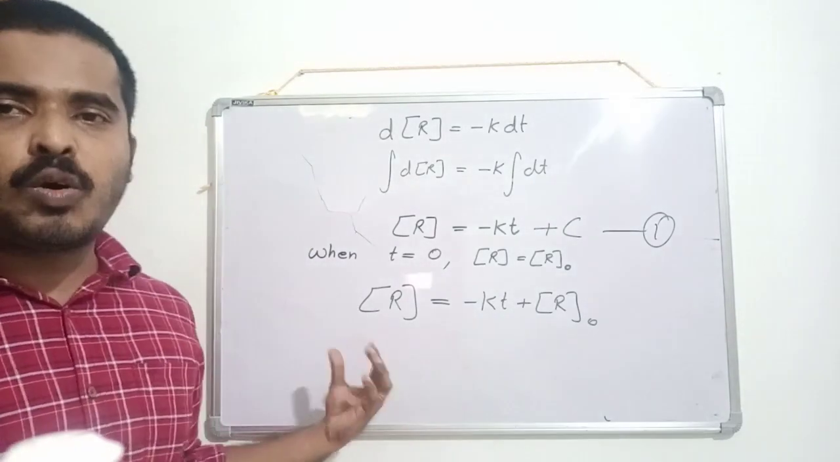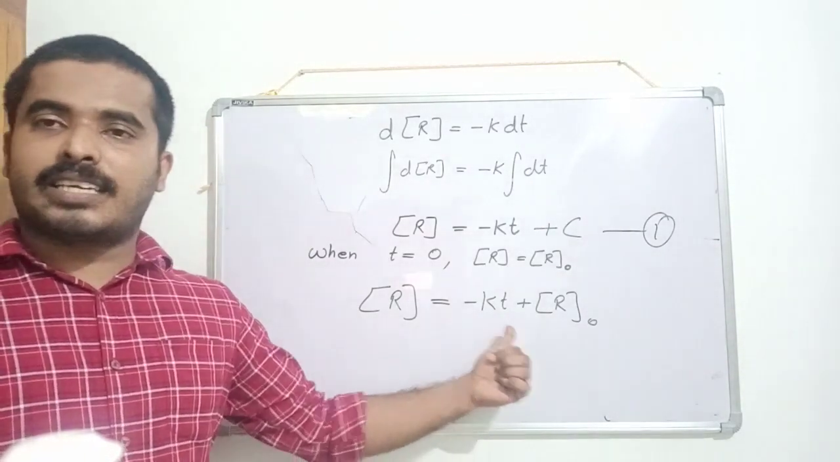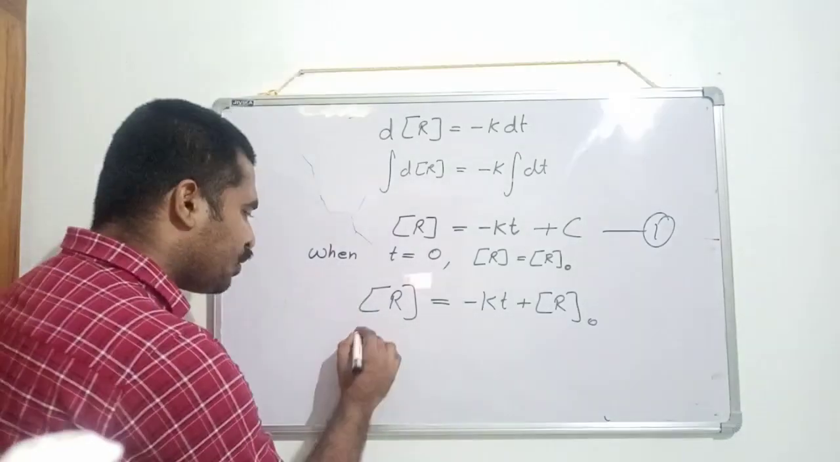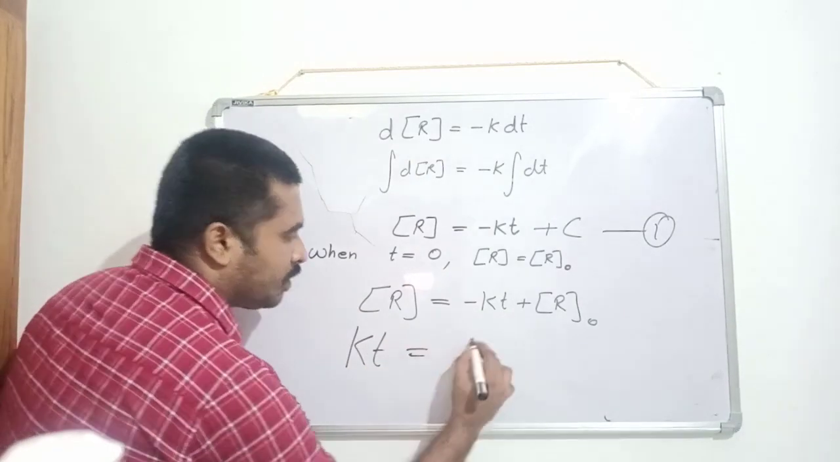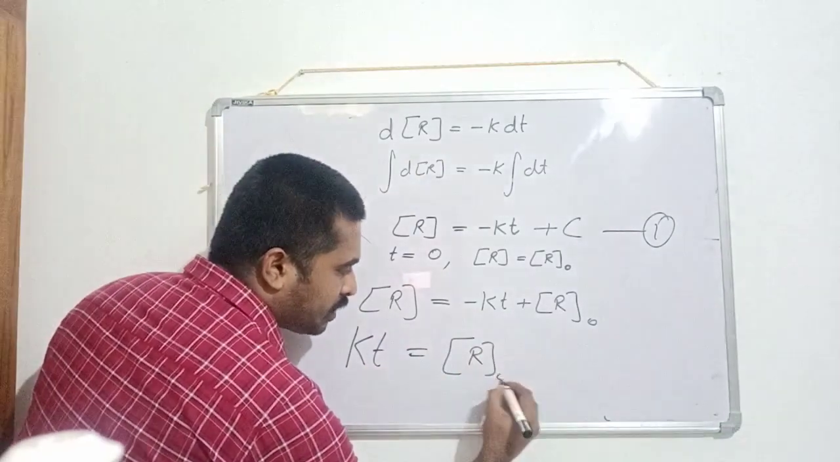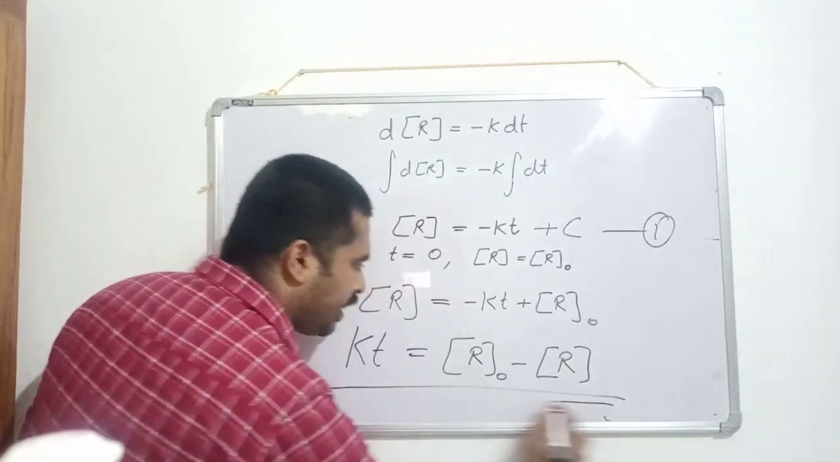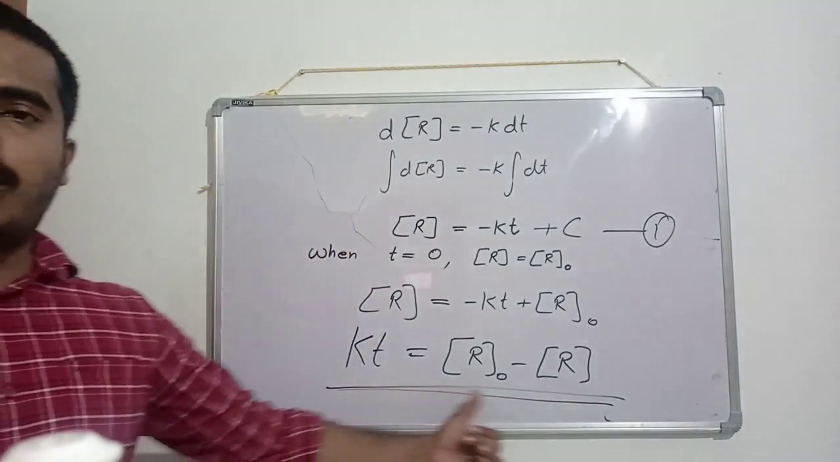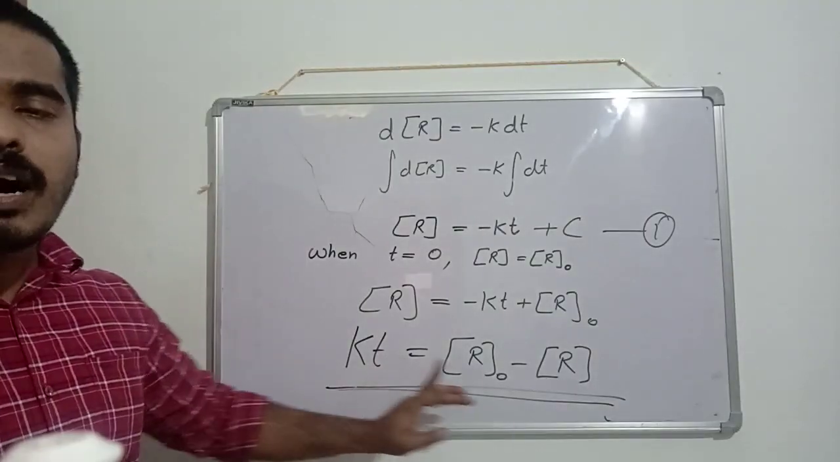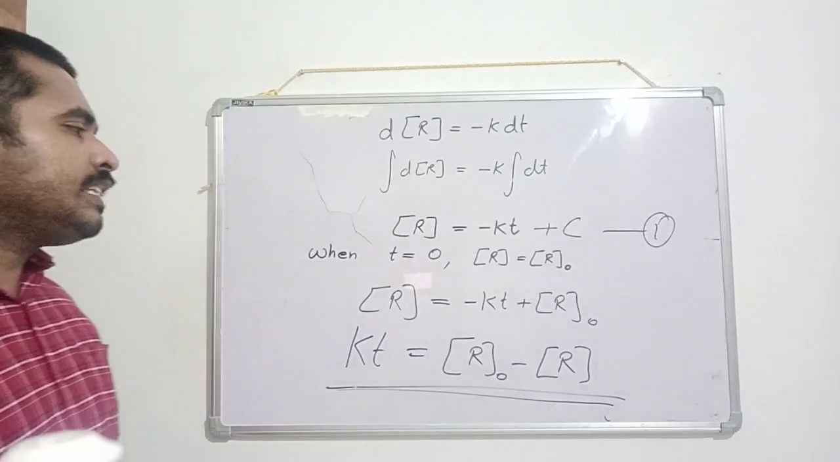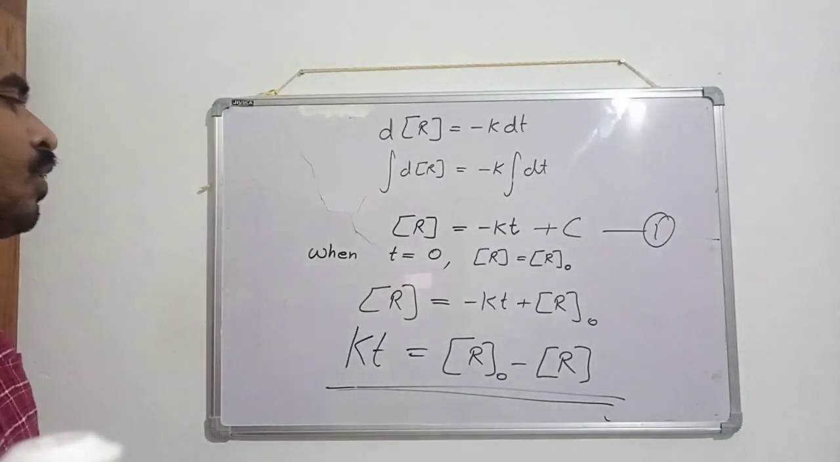Now just a small rearrangement. Take this minus kt here, so that it will become plus kt. kt equal to R0 minus R. This is the integrated rate equation for zero order reaction. kt equal to R0 minus R. This is the integrated rate equation for zero order reaction.